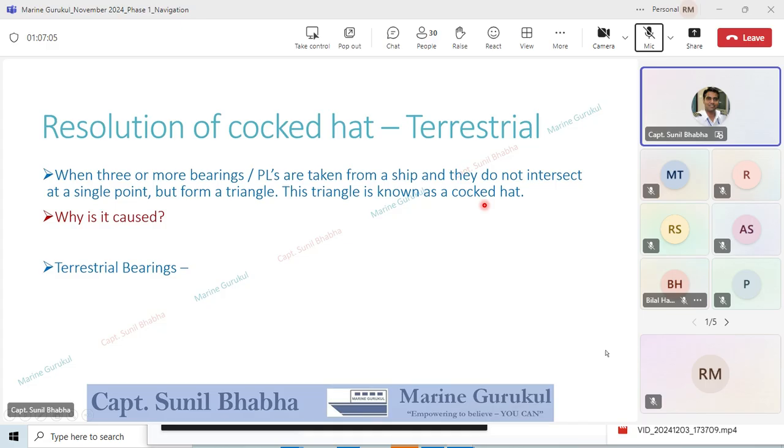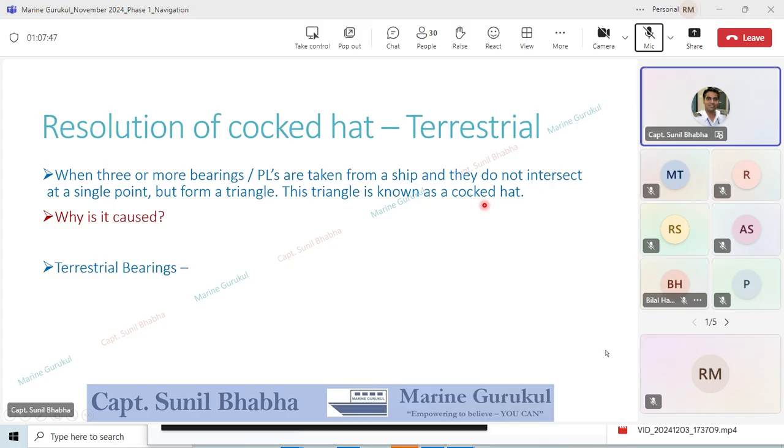Now there are two possibilities of formation of a cogged hat. Cogged hat can be formed in case of terrestrial bearings. Terrestrial bearings means bearing of land-based object. Say for example, you have three lighthouses and you take the bearing of these three lighthouses, and when you plot it on the chart, it does not intersect at a single point and makes a triangle. Now this kind of triangle or cogged hat, which is formed because of land-based object bearings or position line obtained from land-based object, is known as a terrestrial cogged hat.